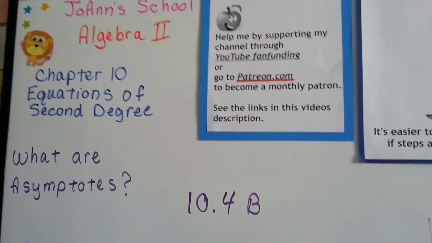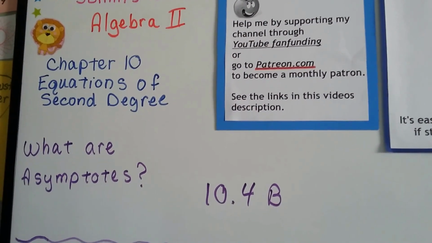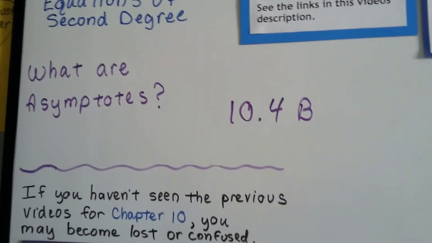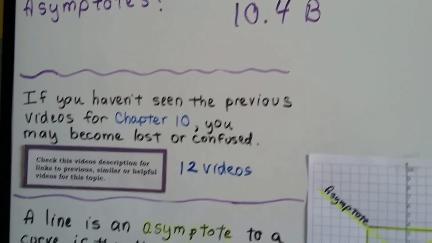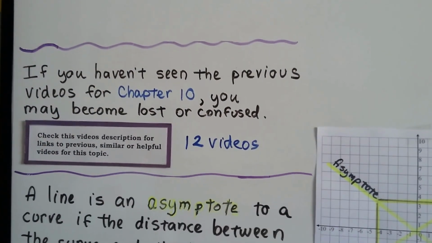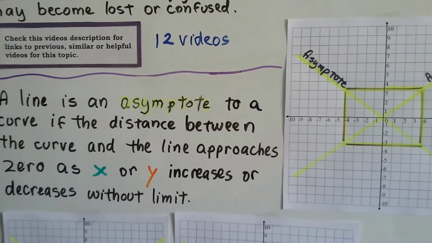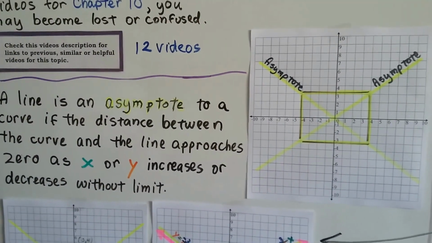We're now at Algebra II 10.4b, and I'm going to go over real quickly a little bit about asymptotes. We're not going to get too deep, because this isn't calculus, okay? If you haven't seen the previous videos for Chapter 10 and become lost or confused, you can just click in the description, all right? So let me back up a little bit so you can see this graph I drew.